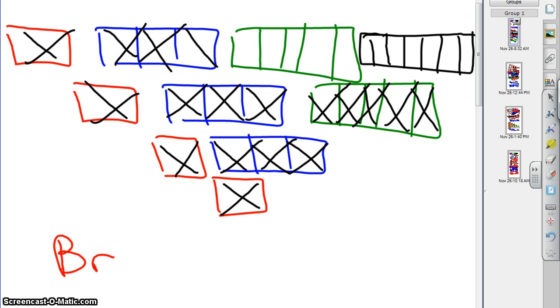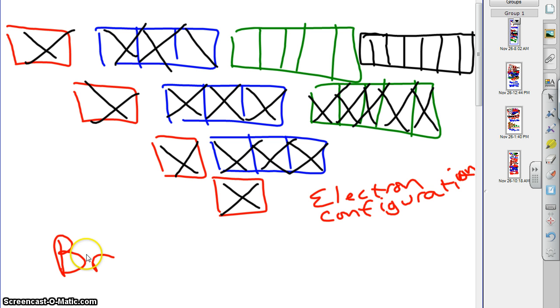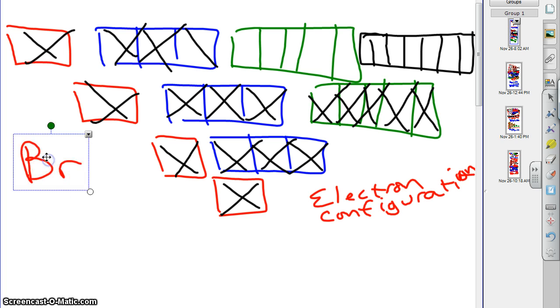So now we are going to see, starting with this orbital box diagram for bromine, how to do an electron configuration. An electron configuration gives exactly the same information as an orbital box diagram. It shows where the electrons live, how many live in which sublevel, and so forth. But it does it in a different way. It doesn't draw it, it writes it out as a series of numbers and letters.